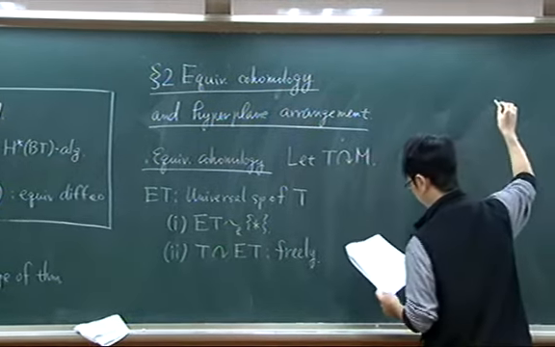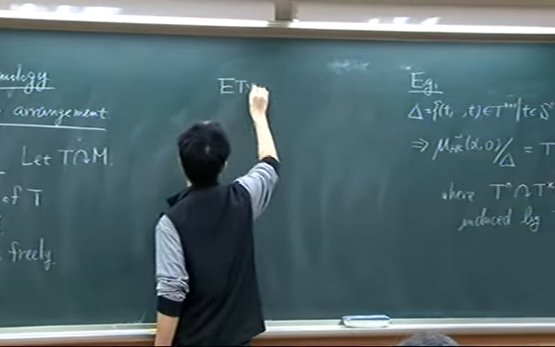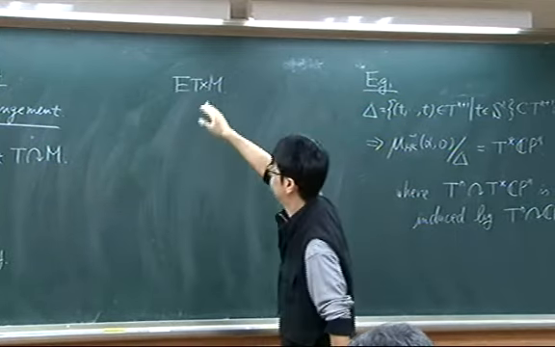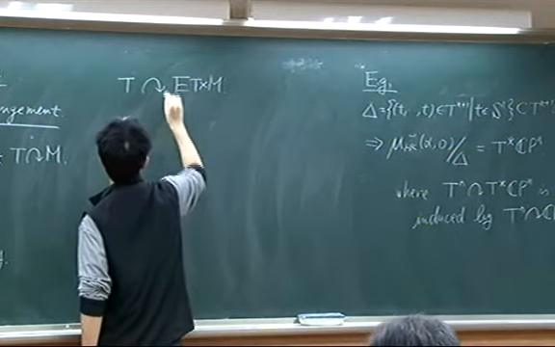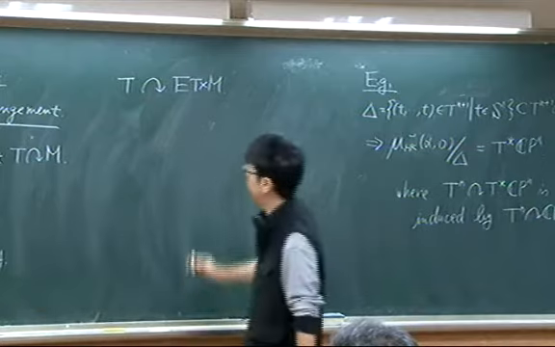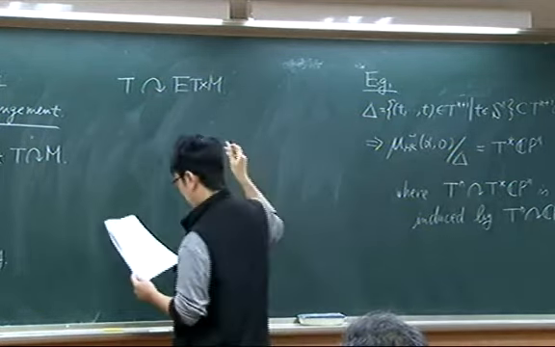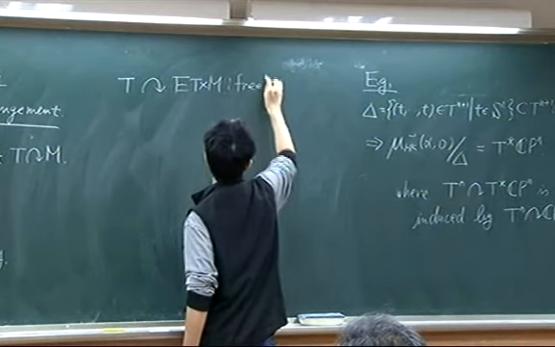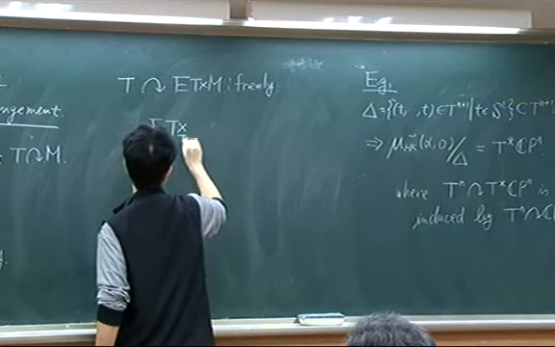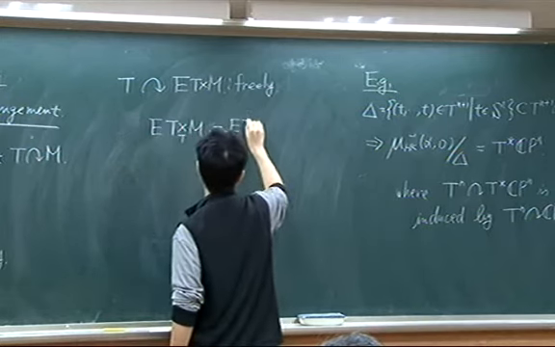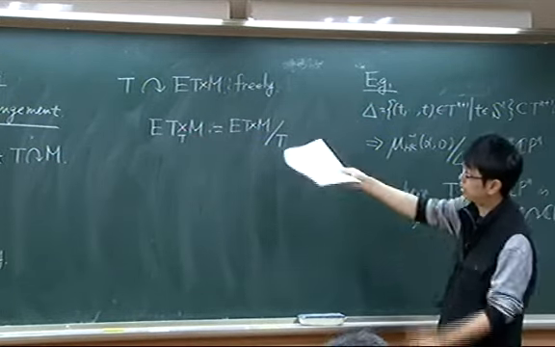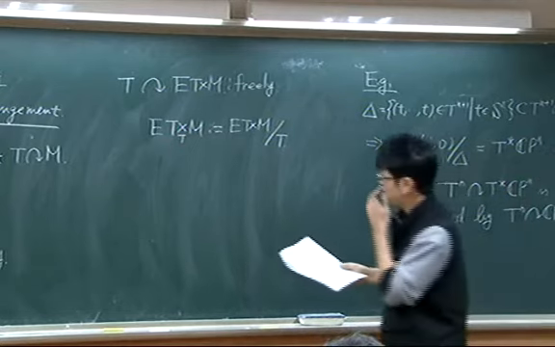Then we can construct this kind of space, ET times M. We take M. M has T actions, and also ET has T actions. So we can define the diagonal T actions on this space. Now ET has free T actions, so this action becomes free. Then we can take the orbit quotient space from these actions. Then this space has some nice bundle structures.